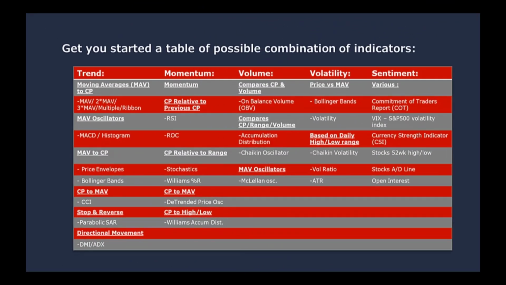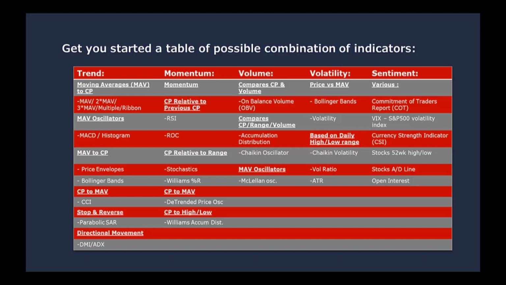So to get you started, I've put together this table of possible indicators you might want to use, broken down by different columns. So we've got trend, momentum, volume, volatility, sentiment. All of those create different combinations that you can put together. So you could take one from the trend column and add it to the volume column. You might want to take one from the momentum and add it to the volatility column. You might want to do trend, momentum and volume.